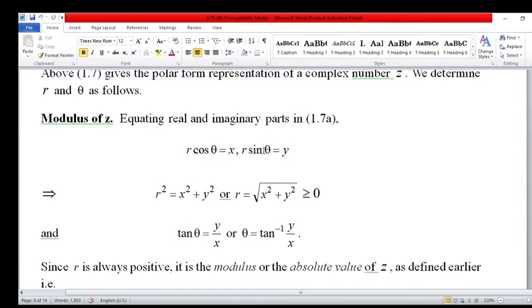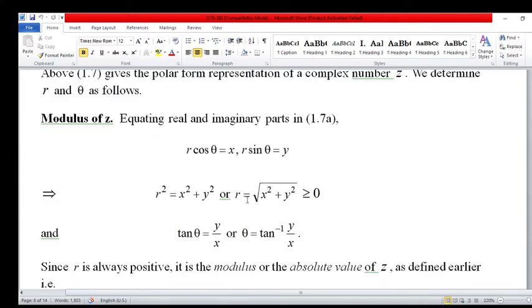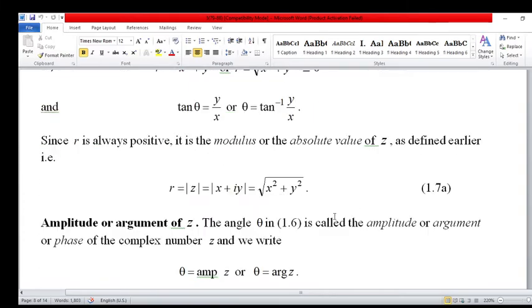Now the second part: the second equation divided by the first equation, means y upon x. So sin theta upon cos theta, r cancels. So sin theta upon cos theta means tan theta, and this is y upon x. Then theta is equal to tan inverse y upon x. Since r is always positive, it is called the modulus or absolute value of z, and this is the formula of the absolute value, under root x square plus y square.